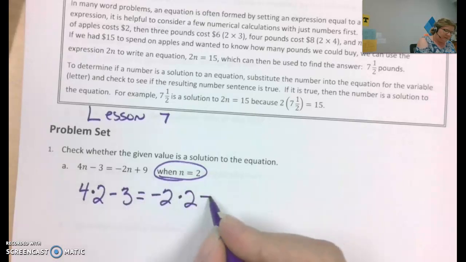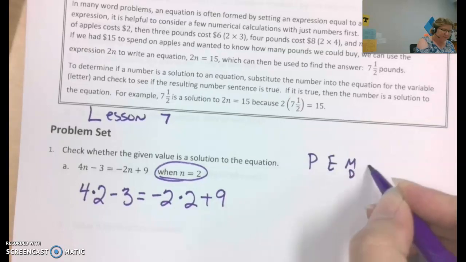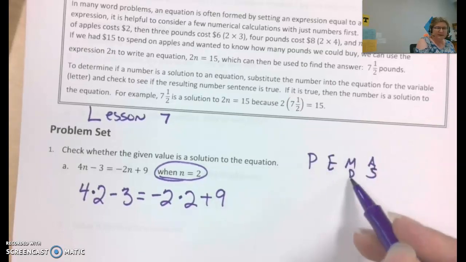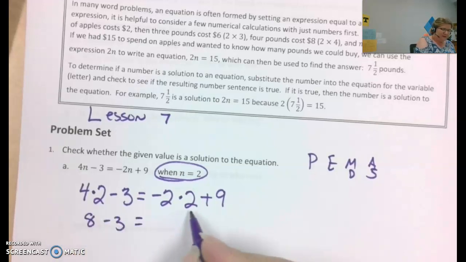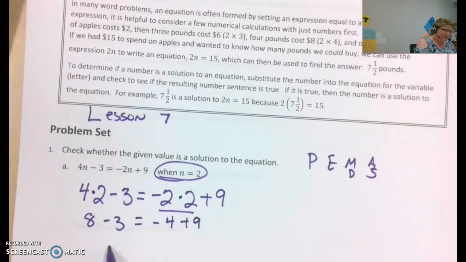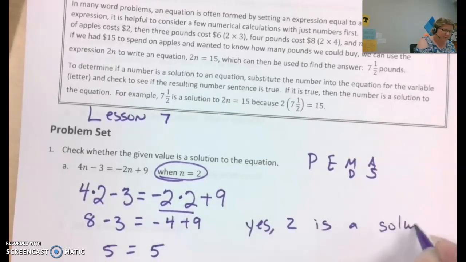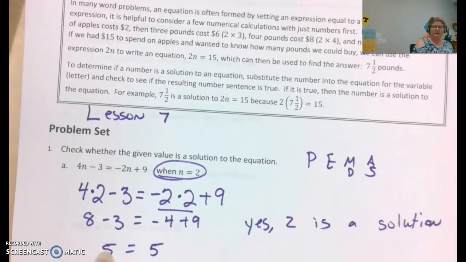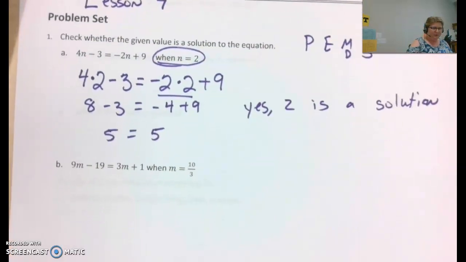And again, times 2. Then we're going to use our order of operations. Parentheses, exponents, multiply, divide, add, subtract. They always apply, but I find sometimes we need a reminder to use them. So, 8 minus 3 is 5. Negative 4 plus 9 is 5. So, yes, 2 is a solution. And we know that because this equaled that. Same value.